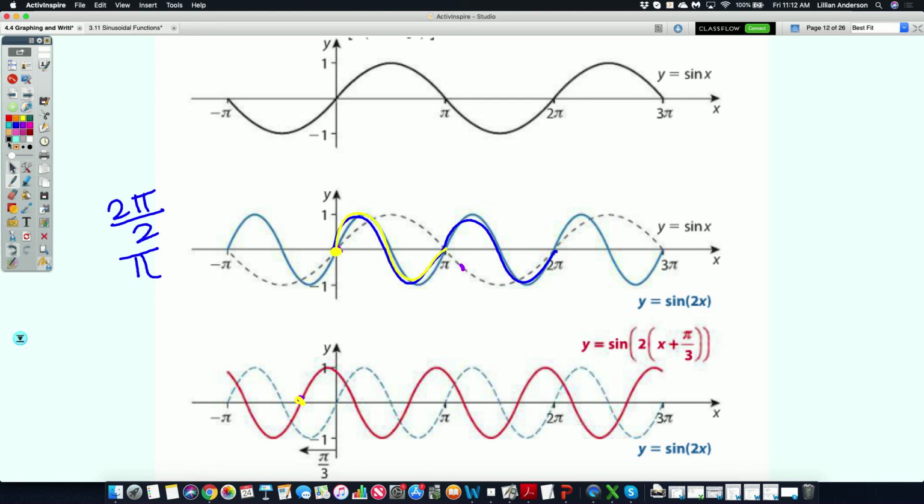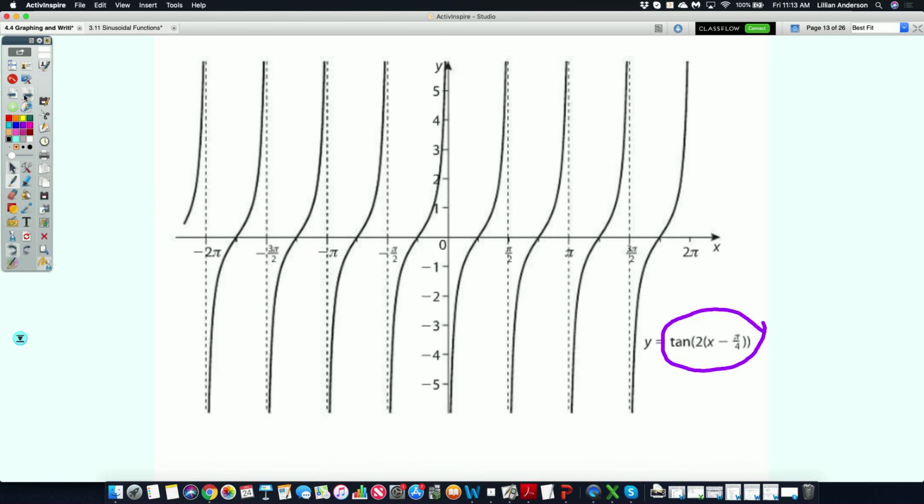Transformations haven't changed from when we talked about them at the beginning of the functions unit, nor have they changed since last year. Here's one of tangent. Remember, tangent is the graph that has the asymptotes involved. Okay? What is the period here for tangent based off of the equation?